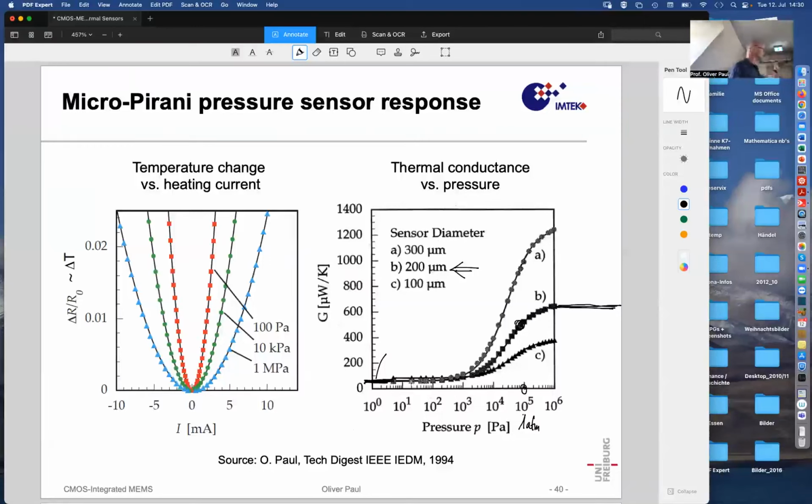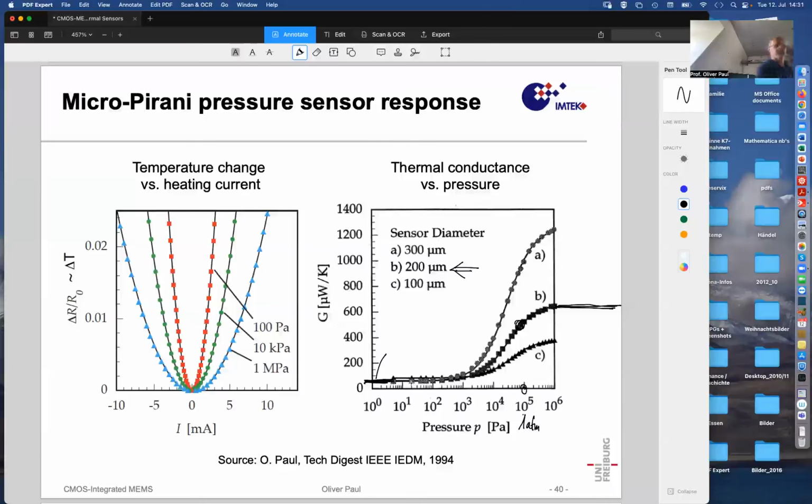That's the minimum. And then on top of that, there is this pressure-dependent gas thermal conduction, which makes this characteristic S-shape. And this S-shape is characteristic of all thermal pressure sensors that exploit the thermal conduction of gas. The macro-Pirani sensor does the same.